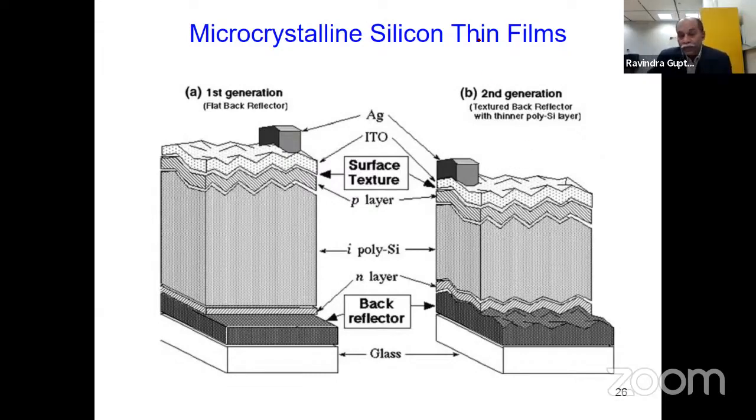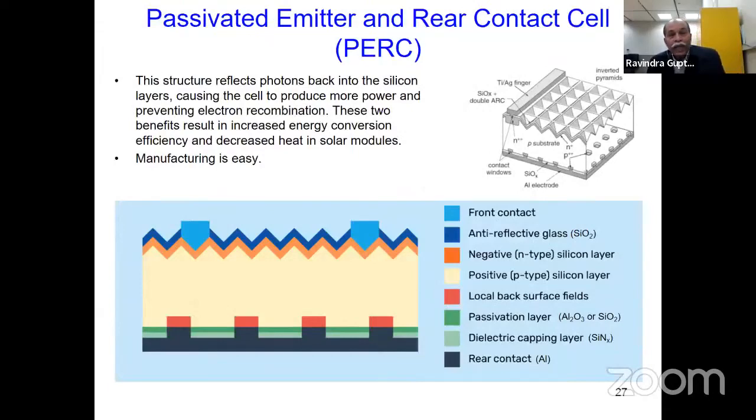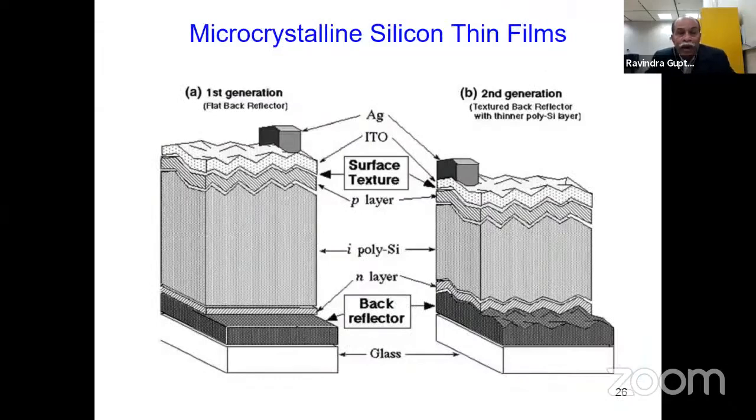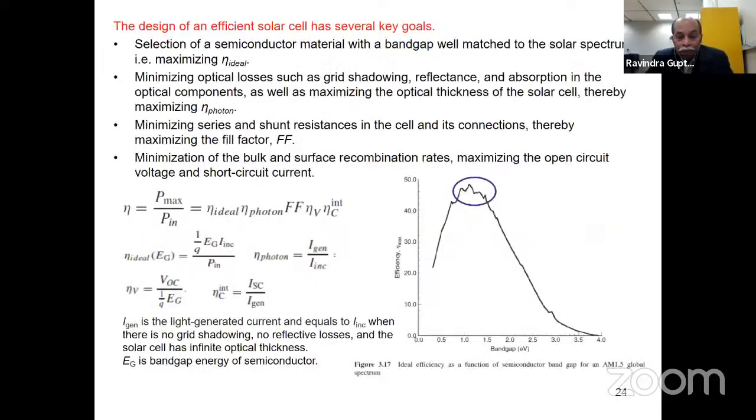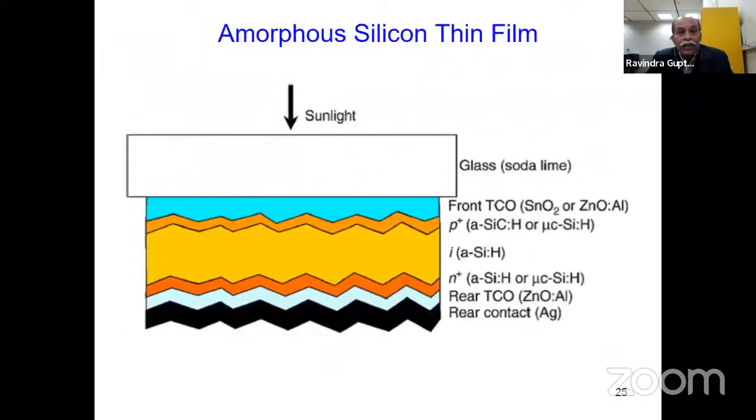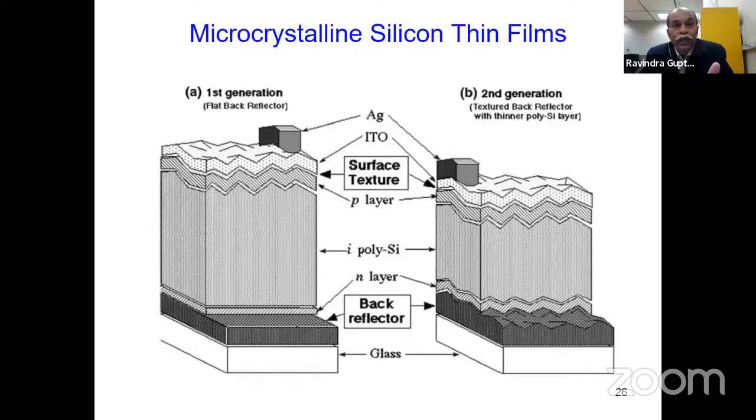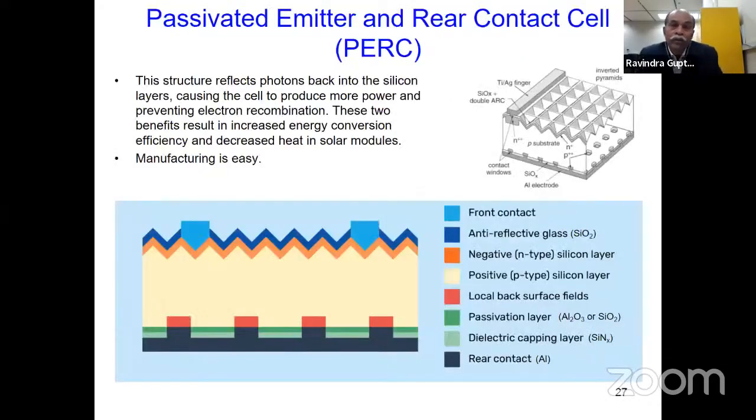So this is the microcrystalline structure, thin film, of course. Then we have another structure. Actually in the market at present, we have this type of solar cells: amorphous based and polycrystalline based. But nowadays, in the market, we have PERC-based cells. So what is PERC?